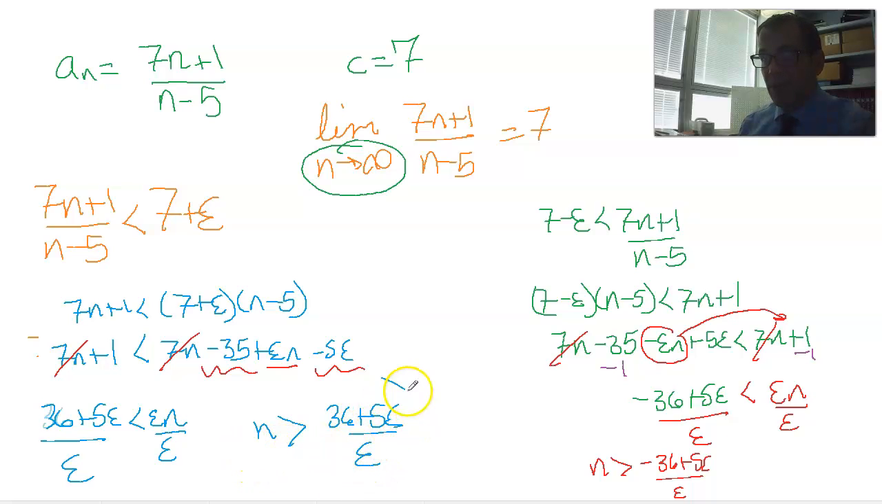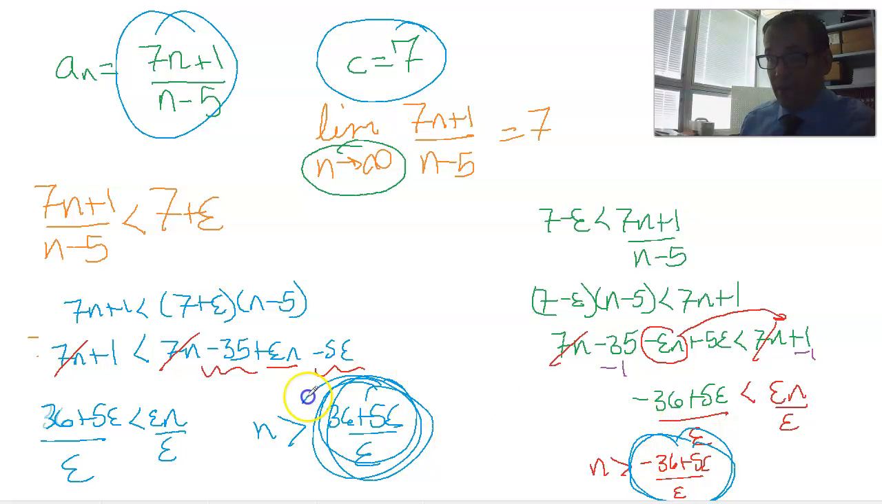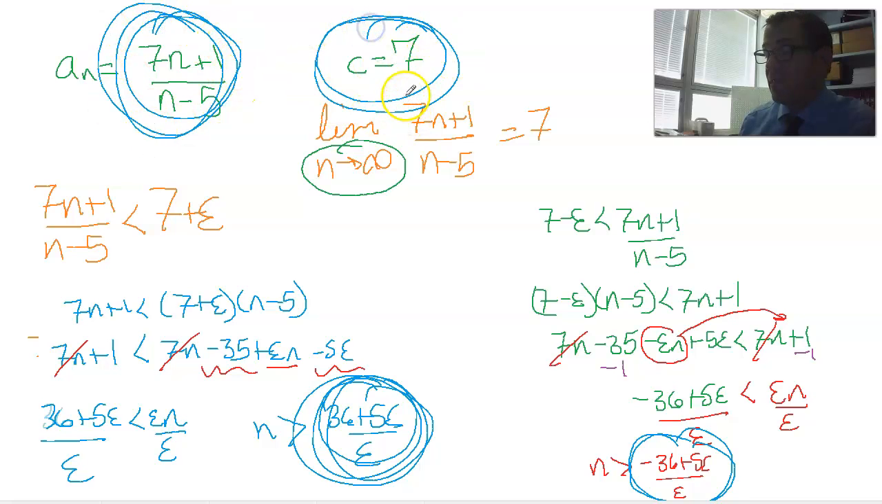So as long as n is more than this, which is going to be maybe a huge positive number, and as long as n is more than this, which is a huge negative number, then this is going to be really, really close to 7. Now, since there are an infinite number of numbers that are both more than this and more than this, at some point, the terms of this sequence get really close to 7 and they stay really close to 7.